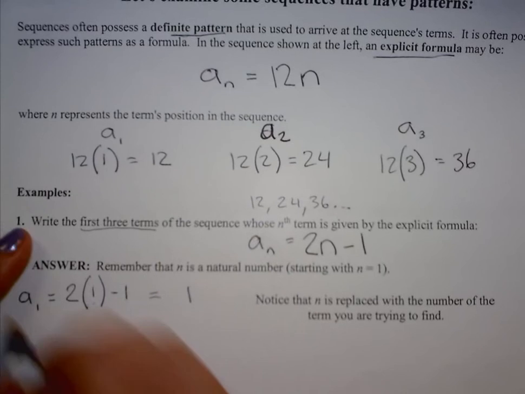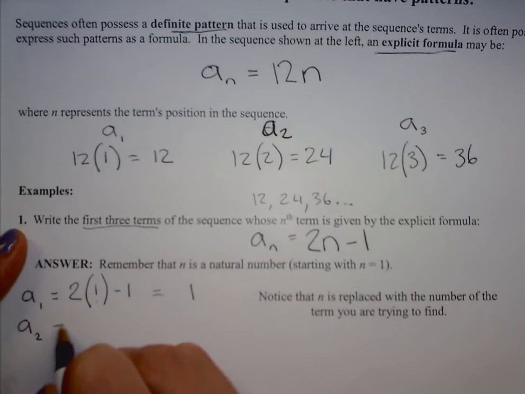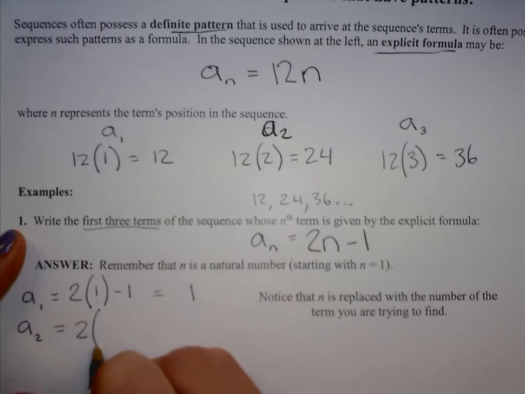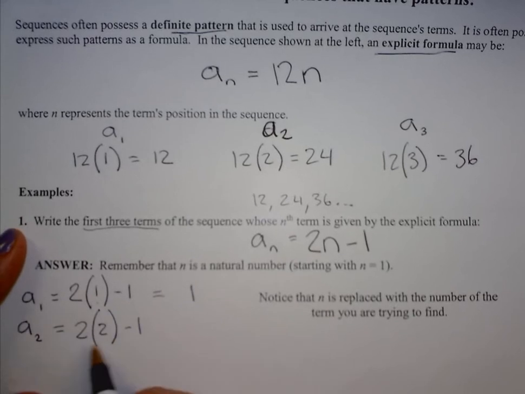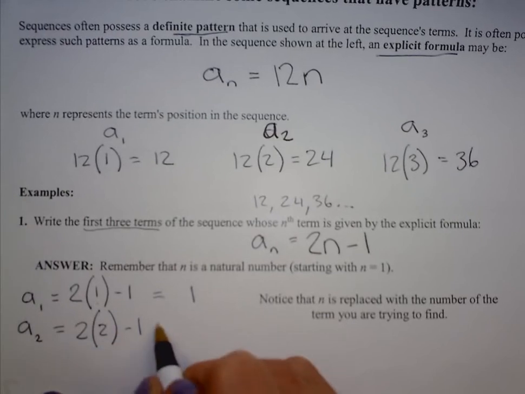Now I want to find a2, tiny 2, subscript 2, the second term. So that means 2 times 2 minus 1. 2 times 2 is 4. 4 minus 1 is 3.